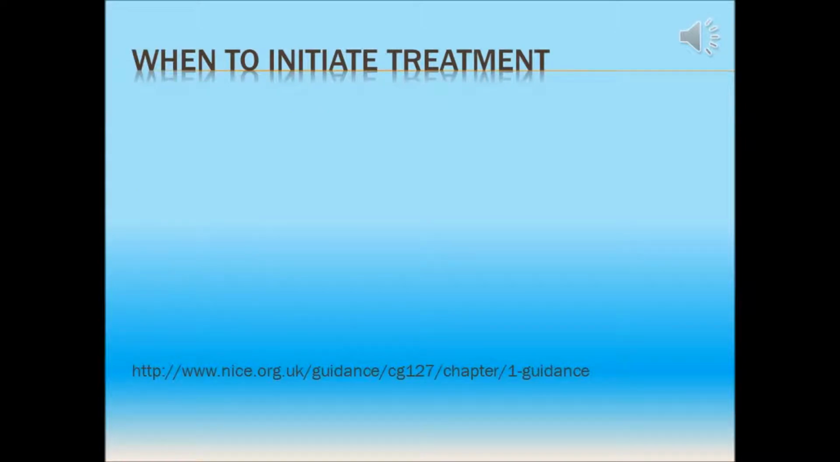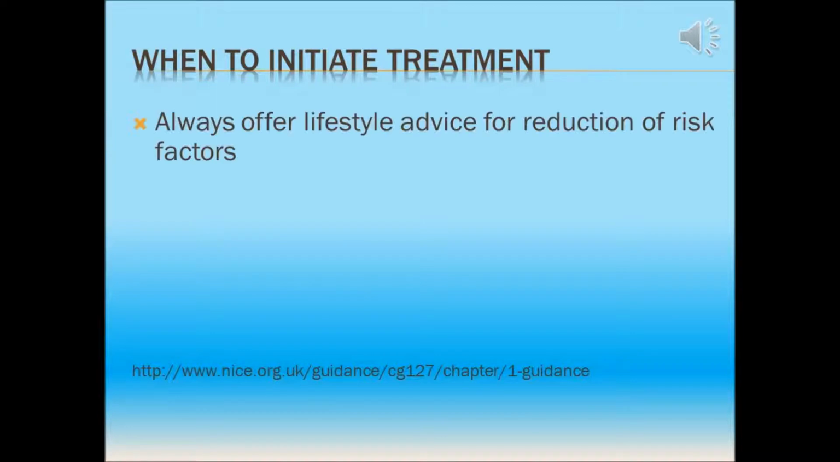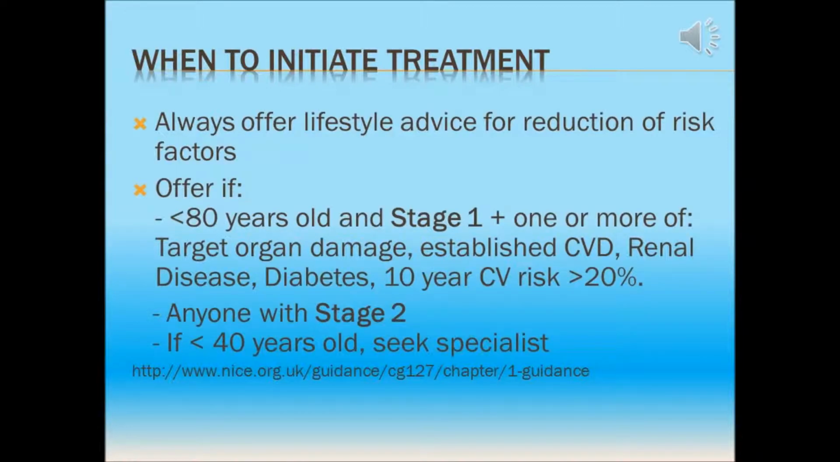You should always offer lifestyle advice for the reduction of risk factors to any hypertensive patient that walks through your door. It's free and there are no side effects to it. You should offer drug treatment to anyone less than 80 years old with stage 1 hypertension and one or more of the following: target organ damage, established cardiovascular disease, renal disease, diabetes, or a 10-year cardiovascular risk of greater than 20%. You should offer medicines to anyone with stage 2 hypertension, and if you find high blood pressure in anyone less than 40 years old, they should seek specialist advice.